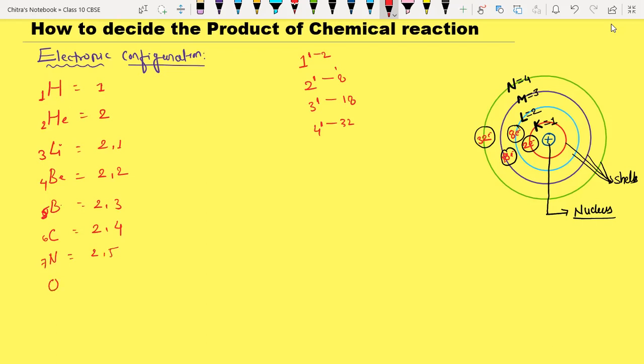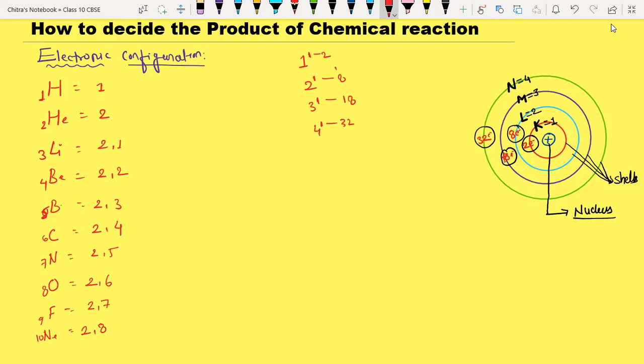Then we have oxygen, atomic number 8, so its electronic configuration will be 2, 6. After oxygen, we have fluorine, atomic number 9, so its electronic configuration will be 2, 7. And after fluorine, we have neon, atomic number 10, so its electronic configuration will be 2, 8.